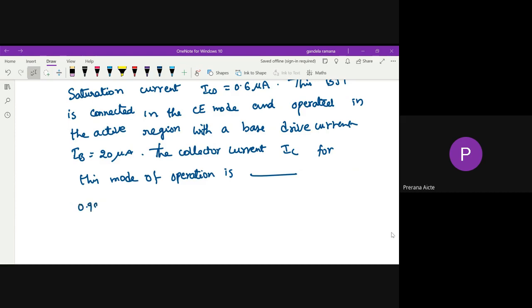0.98 milliamperes, 0.99 milliamperes, 1 milliamperes, 1.01 milliamperes, to find out.